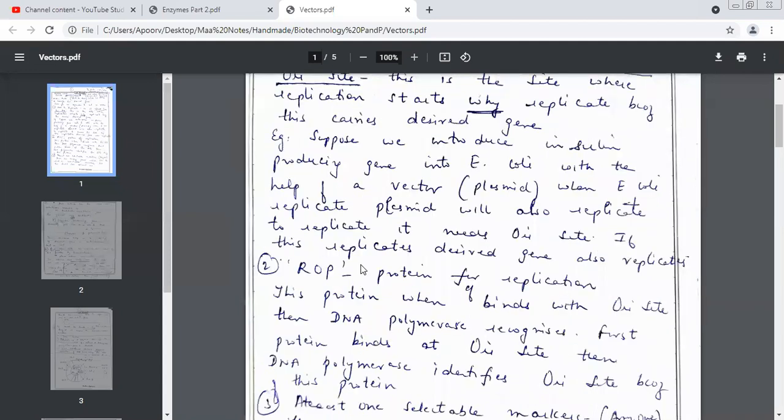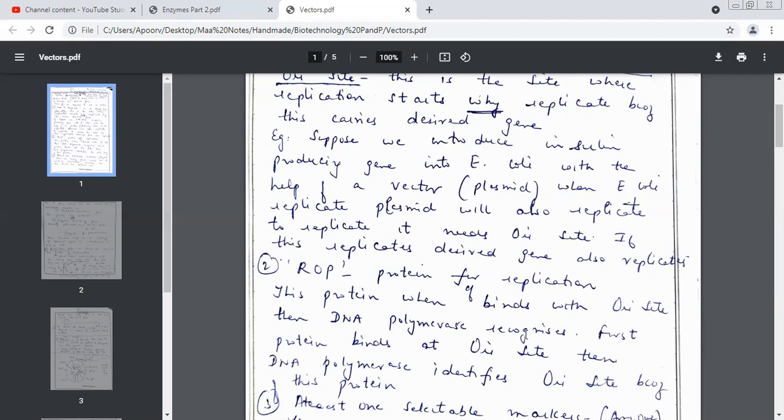Now look at the second property. It should have ROP, the protein for replication. What do you mean by ROP? This is a protein which is needed for replication. The first thing I told you needed for replication is which site? ORI site. With this protein, it will go and bind with this site. Which site? ORI site. Yes.